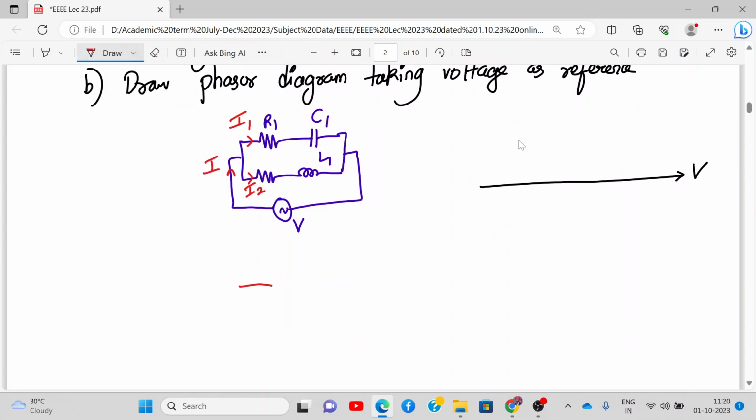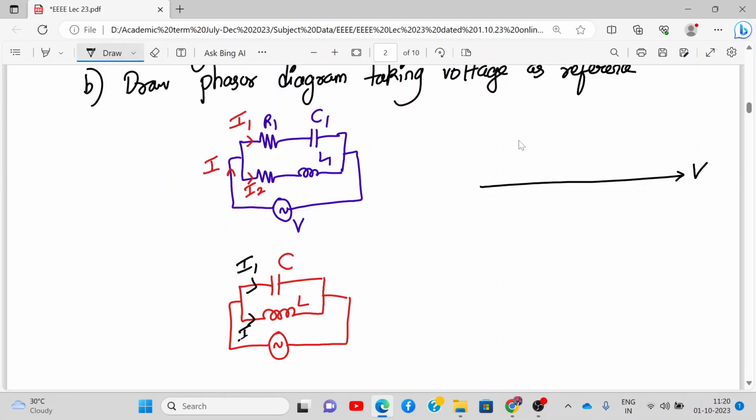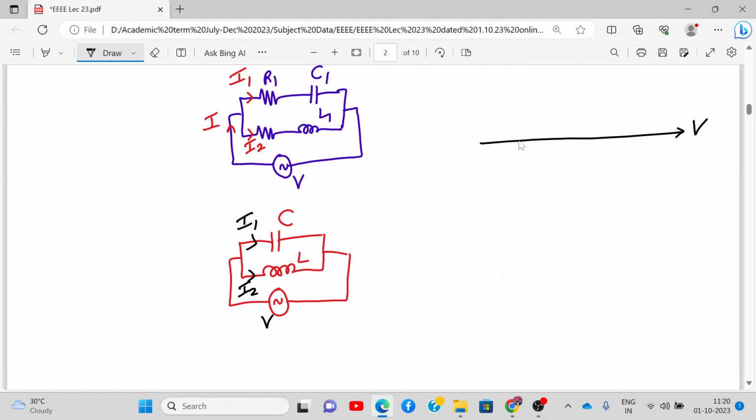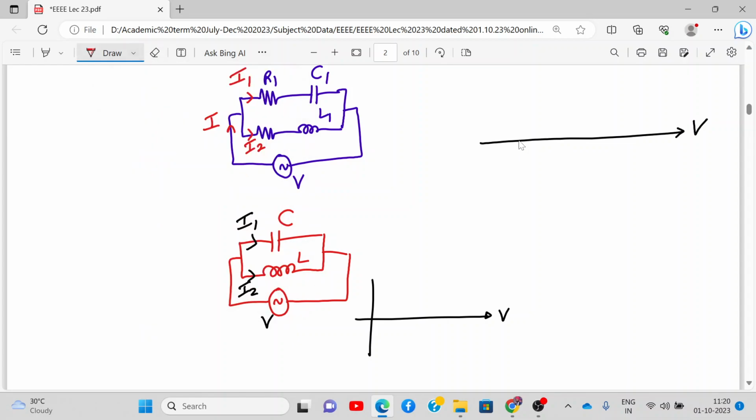Now let us draw the phasor diagram for this example first. Let's say we have a pure capacitor and a pure inductor connected in parallel to an AC circuit, with currents I1 and I2 and voltage V. This is my voltage. For a pure capacitor, the current is leading the voltage, so this will be I1. And if the current flows through L, the current is lagging the voltage by 90 degrees, so this will be I2. Have you understood this?